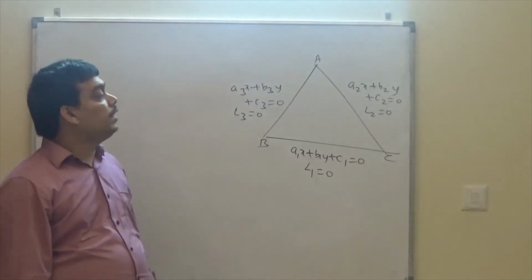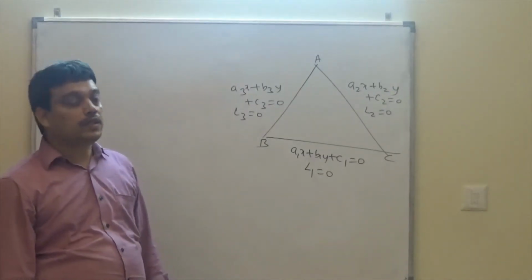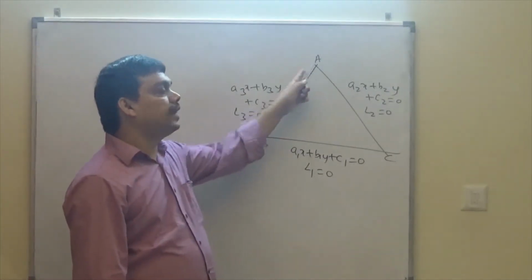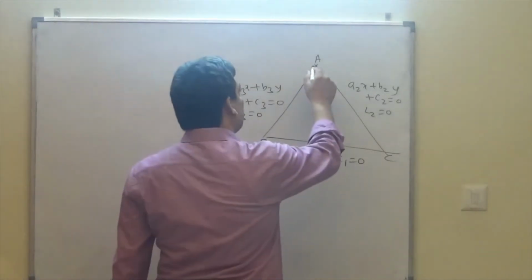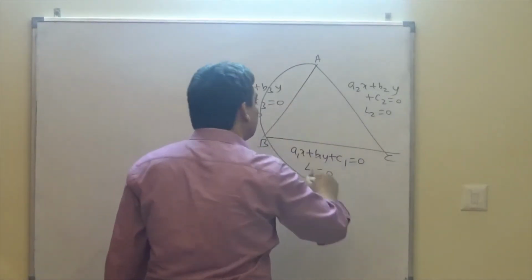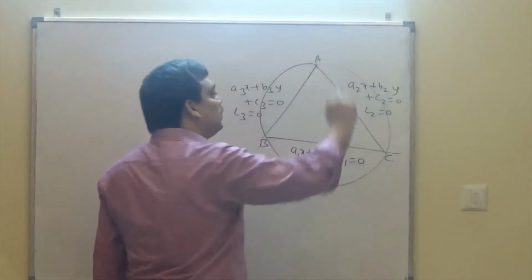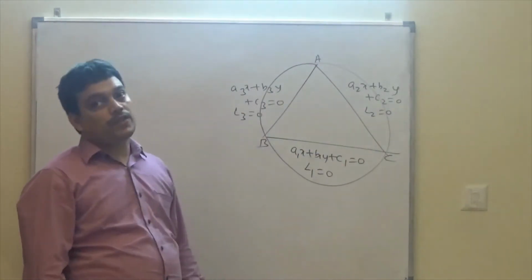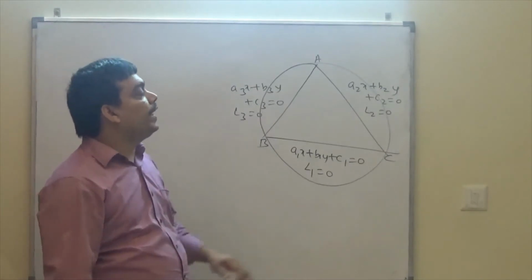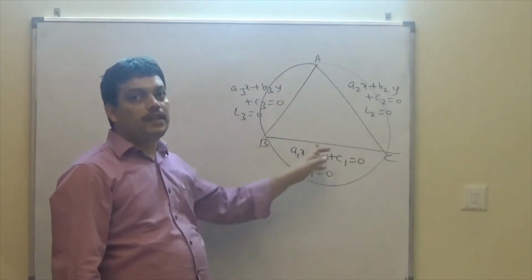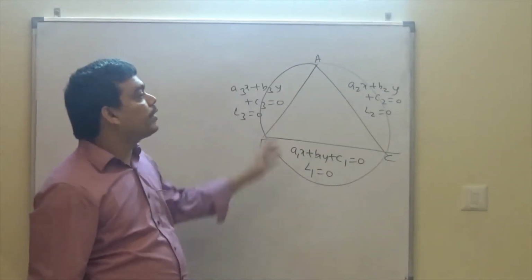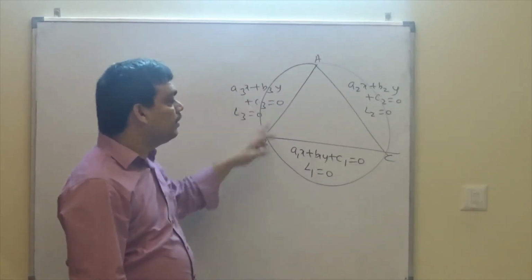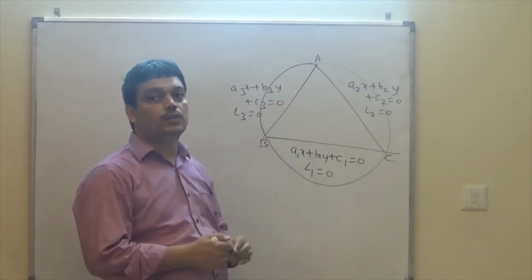So we will now see how to find out the equation of circle passing through these 3 points ABC. So let me draw the circle passing through these 3 points ABC. So what is the circle called as? Circumcircle of the triangle. Now here, without finding the coordinates of vertices ABC, we will straight away try to find out the equation of the circle using the equation of the 3 sides. So let's see how we can do this.